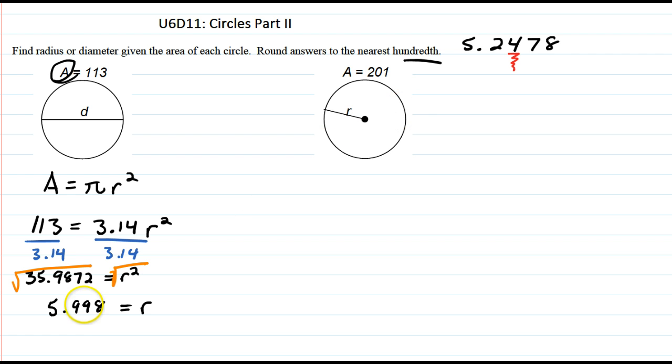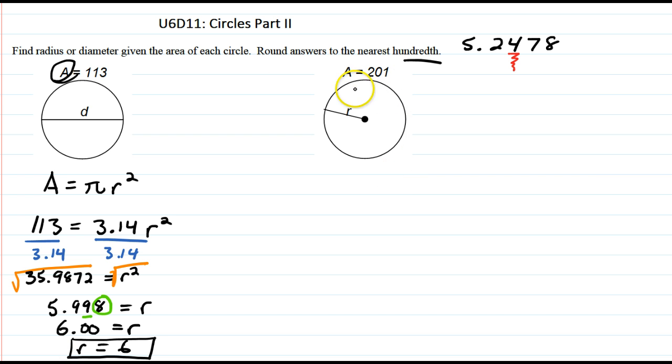Since we're rounding to the nearest hundredth, we underline the 9 and look at the number next to it. Since it's bigger than 5, we round up. We add 1 to this, which makes it like $5.99. If I add a penny to it, it turns out to be 6.00, which is equal to r. So our radius is just equal to 6.